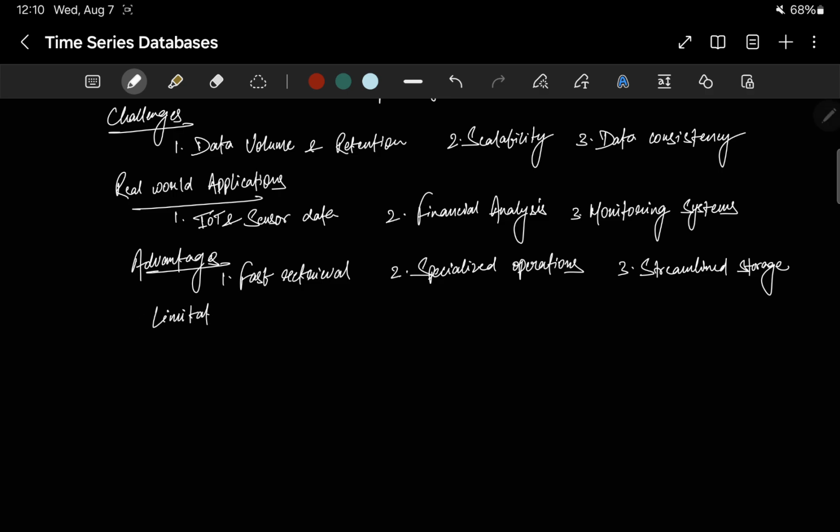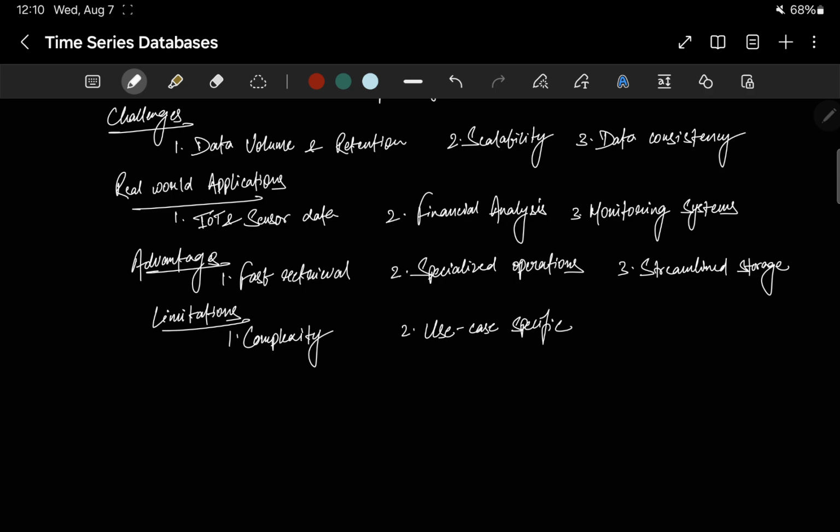Now, let's talk about the limitations. So, one limitation is complexity, because as you know, the more sophisticated a system is, the easier it is making your job, the more complex that system's implementation is. So implementing and managing a time series database can be complex, requiring specialized knowledge in the domain of time dependent data and database administration. And it's highly use case specific.